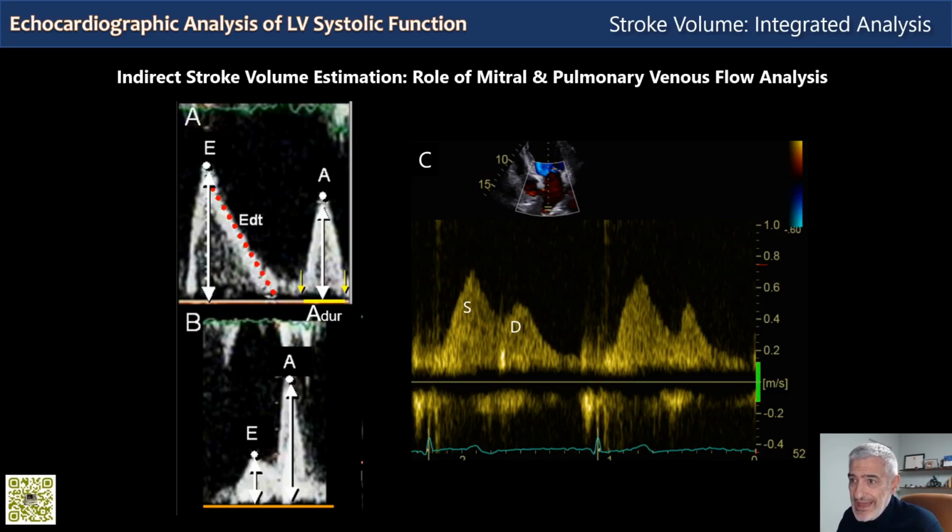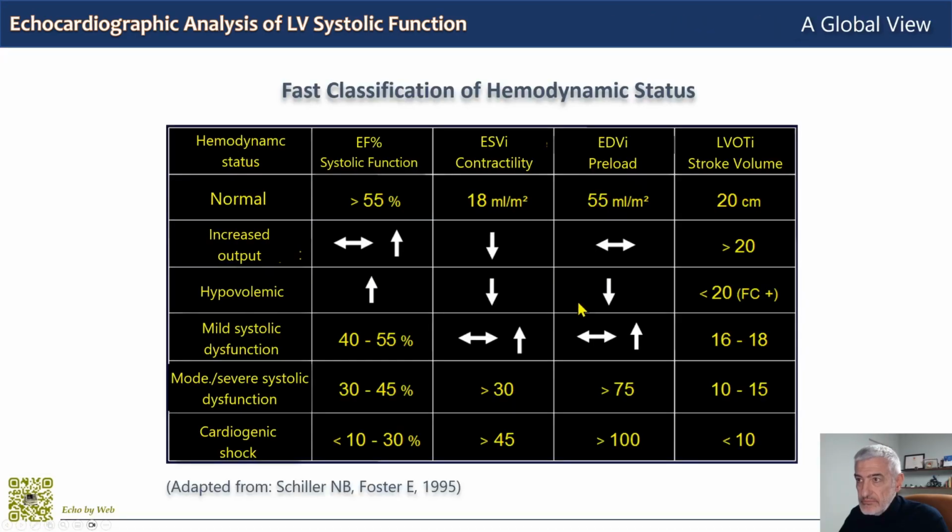What will allow us to distinguish between these two factors will be also our quantitative analysis of stroke volume in parallel, as we have discussed in this talk, but also the analysis of diastolic function, as we have discussed in the other talk on this channel about the echocardiographic analysis of left ventricular diastolic function.